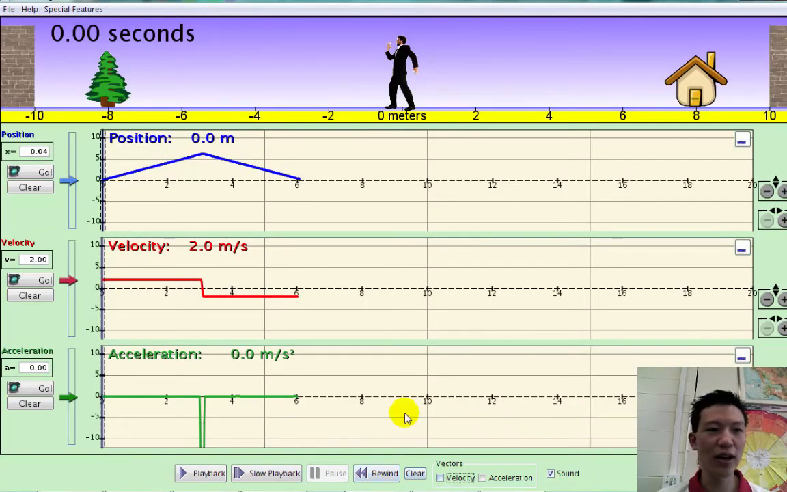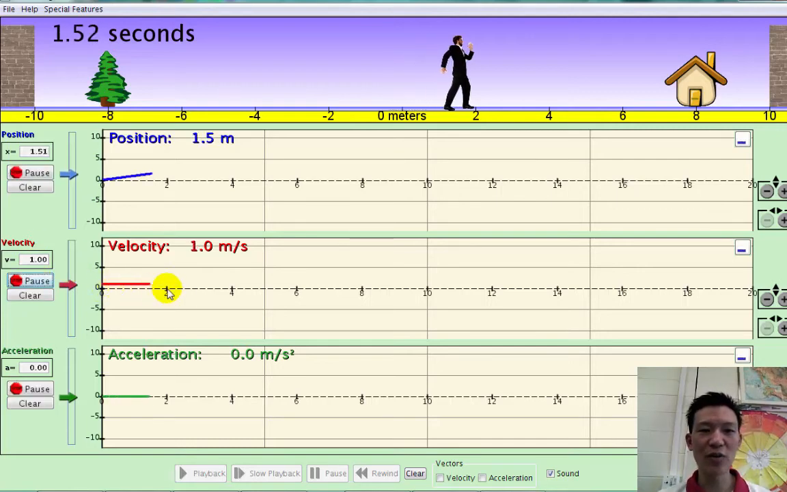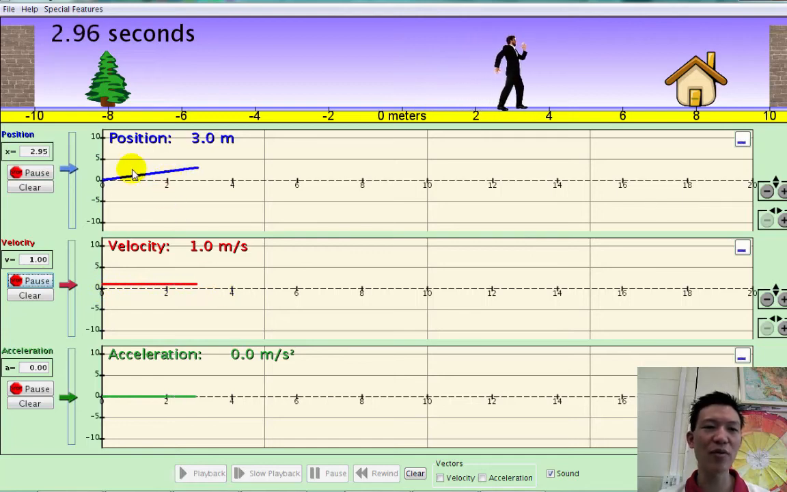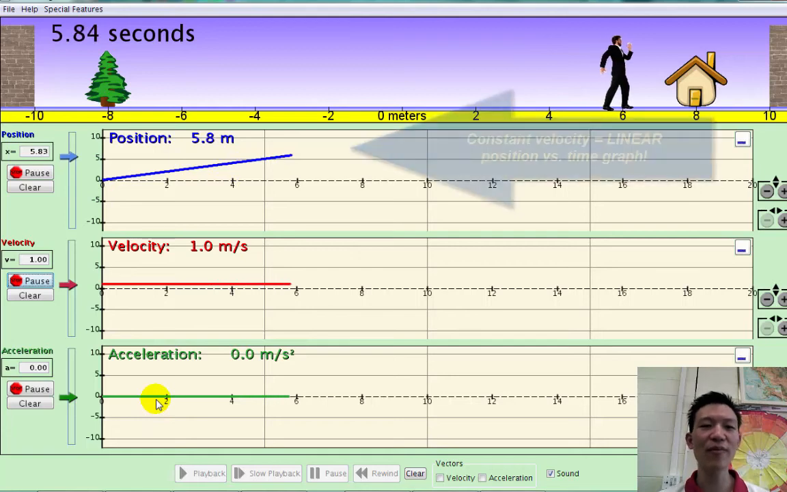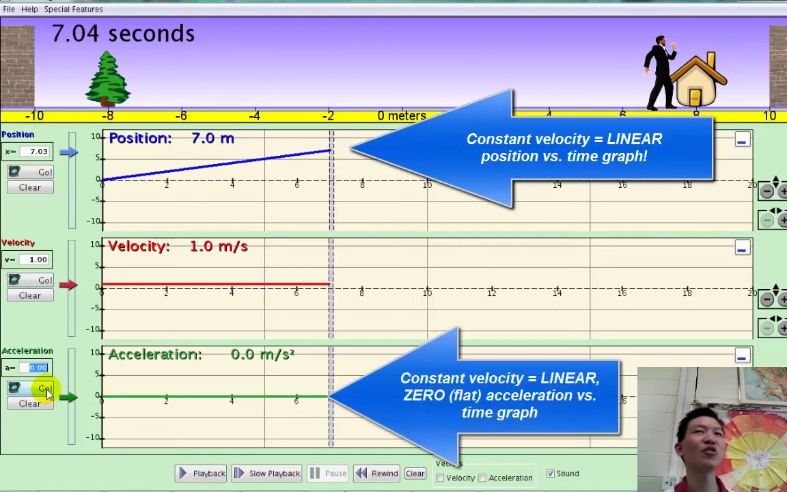I'm going to go ahead and reset this really quick by clearing this out. Let's set the velocity to a nice easy number. I'm just going to make it 1 meter per second. If I hit go, that means I'm locking this in at a steady 1 meter per second. Notice the position versus time graph increases at a linear rate, and the acceleration stays at 0. So this is a pretty simple motion.